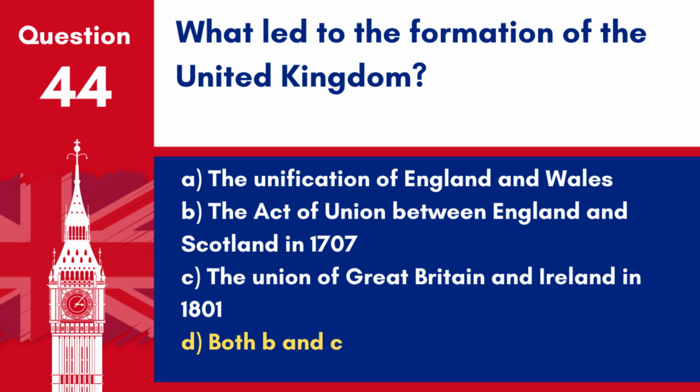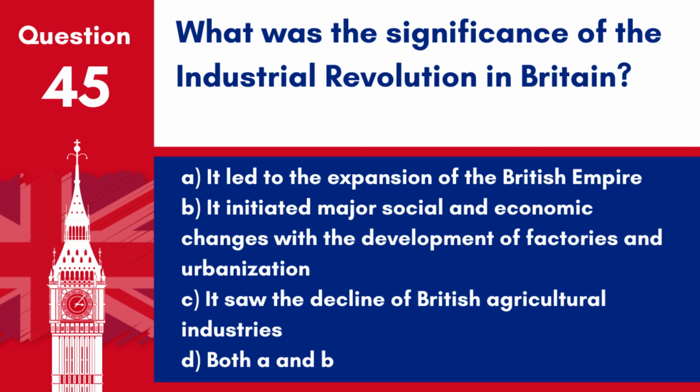The formation of the United Kingdom was a result of the Act of Union between England and Scotland in 1707, forming Great Britain, and the subsequent union with Ireland in 1801, which later became Northern Ireland and the rest of the UK. Question 45. What was the significance of the Industrial Revolution in Britain?